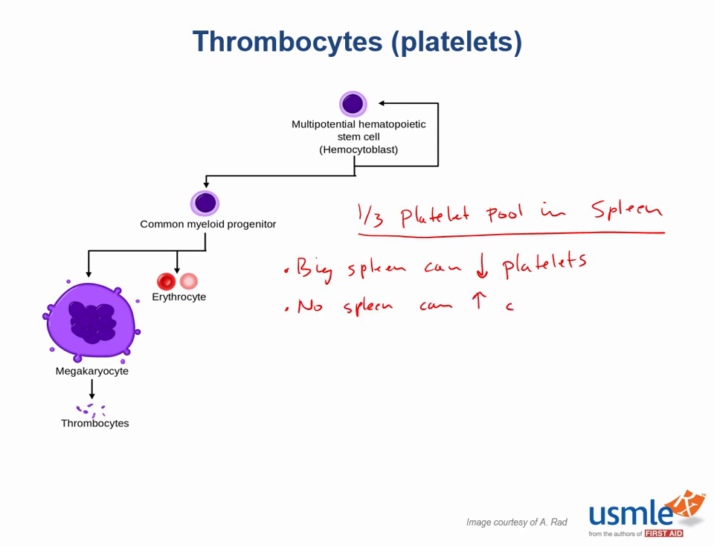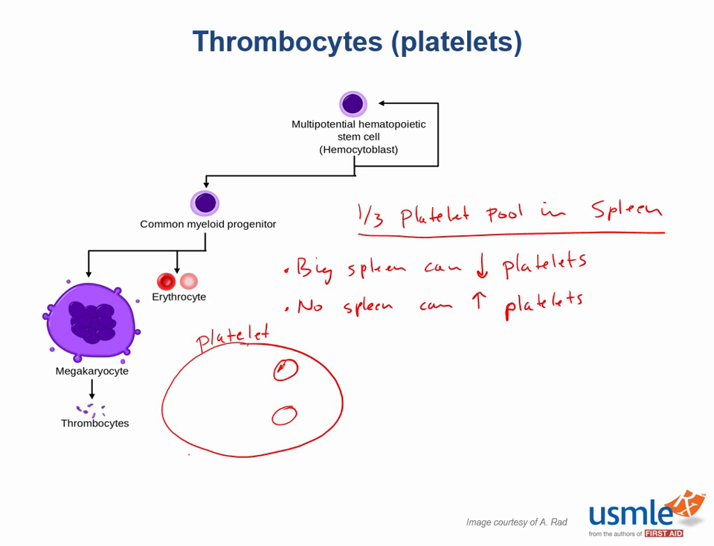Now this is in contrast to asplenic patients who have no spleen, or patients who have autosplenectomized themselves, like sickle cell patients. You'd actually expect thrombocytosis here, or elevated platelet counts, since that 1/3 that is normally within the spleen has re-entered the bloodstream. Now when the endothelial layer of a blood vessel is damaged, platelets are activated, and they interact with von Willebrand factor as well as fibrinogen to form the hemostatic plug.